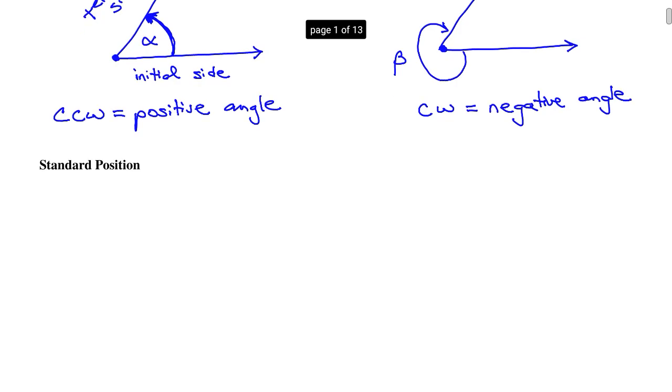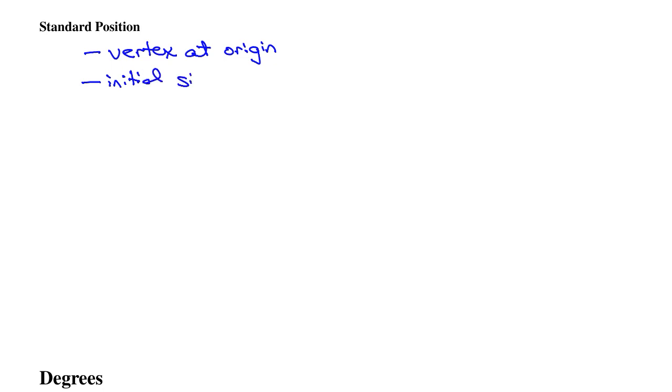Let's look at standard position. Standard position requires two things. The vertex of the angle must be at the origin, and the initial side of the angle must coincide with the positive x-axis.